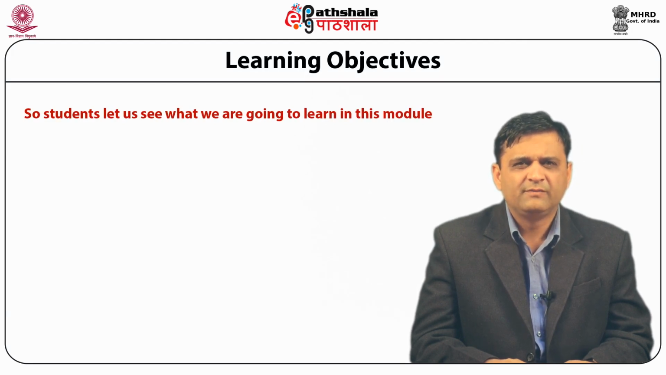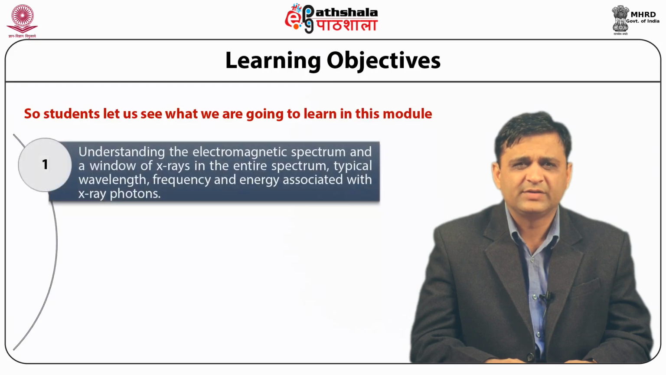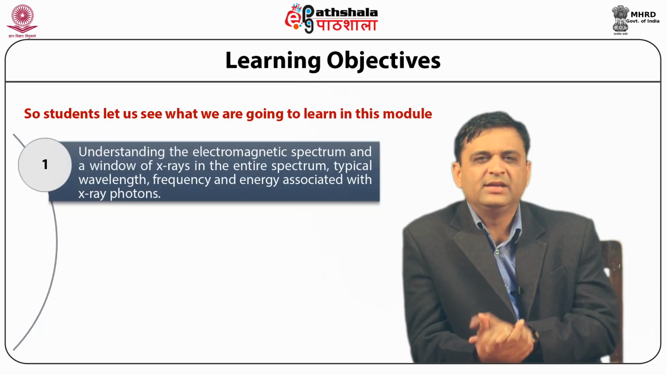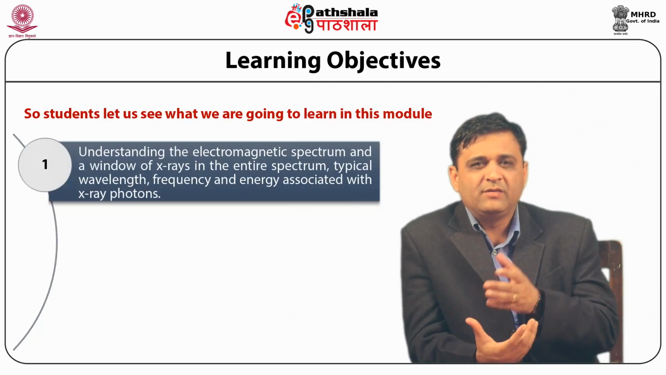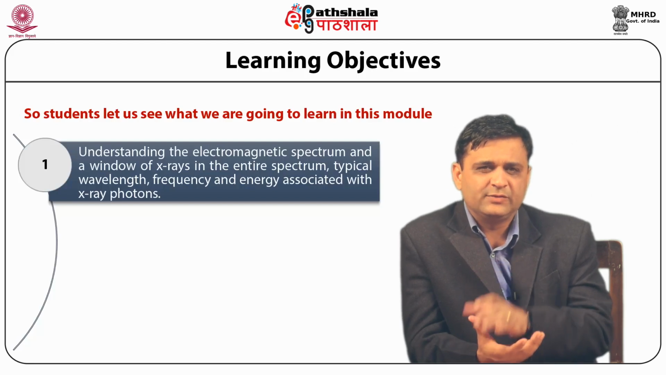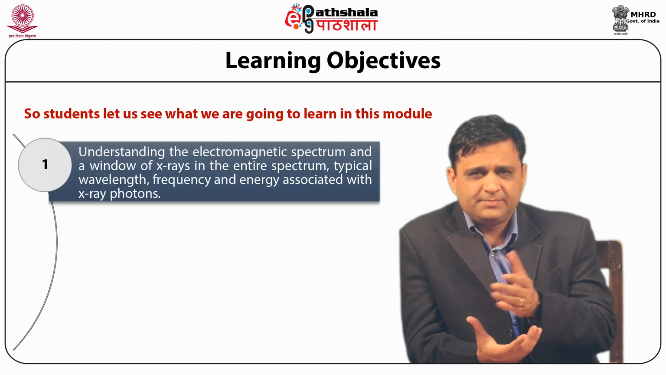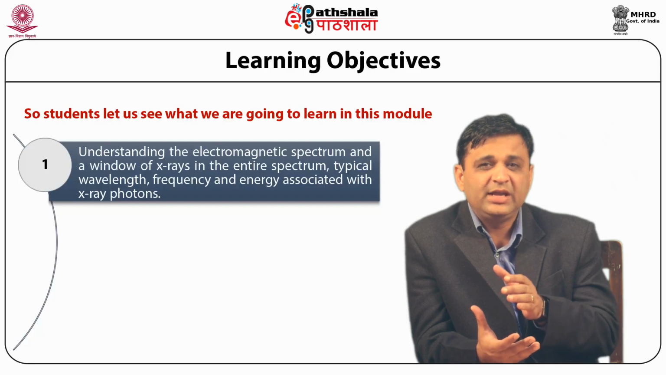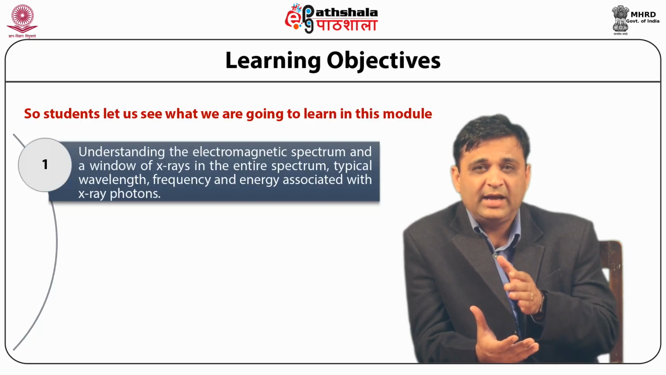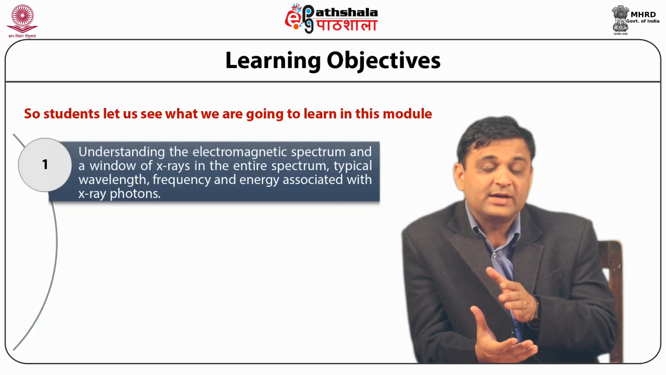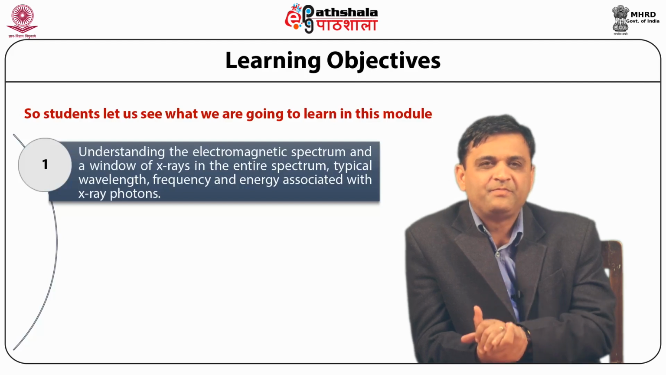First of all, we will understand the electromagnetic spectrum and the window of X-rays in the entire spectrum, a typical wavelength, frequency, and energy associated with the X-ray photons. As you know, there is a wide range of electromagnetic spectrum. So the question is, in which range do X-rays fall and what is so important about their wavelength and energy to work as a probe in the material.